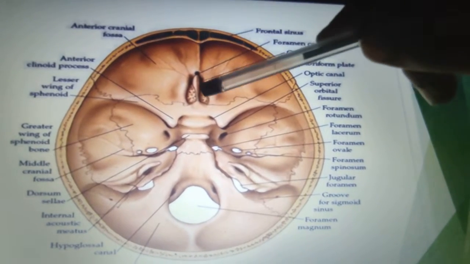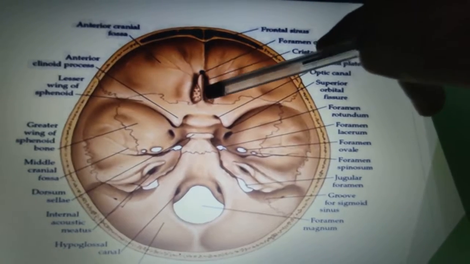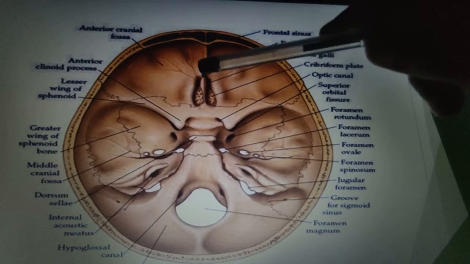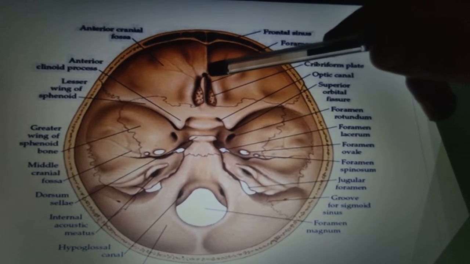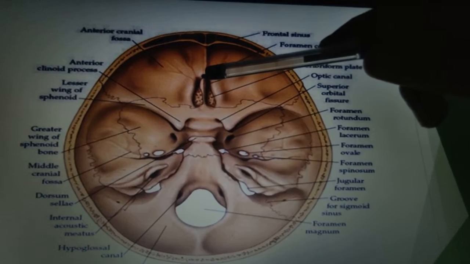Clear? So here we can see the sieve-like plate known as the cribriform plate of the ethmoid. Then the tooth-like projection known as crista galli. Anterior to that there is a blind foramen known as the foramen cecum. It transmits the emissary vein. Is it clear?